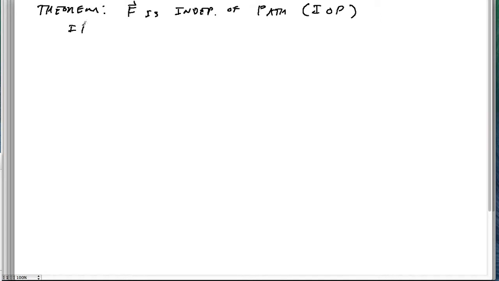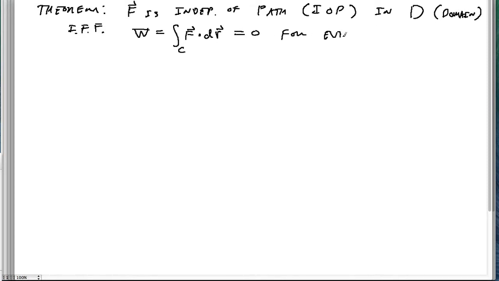So the first theorem, we'll write down a theorem here. The theorem is pretty straightforward. If the vector field F is independent of path, I'm going to call that IOP from now on, in the domain D for the function, so this is our domain, if and only if the work computed for any closed path is equal to 0 for every closed path.